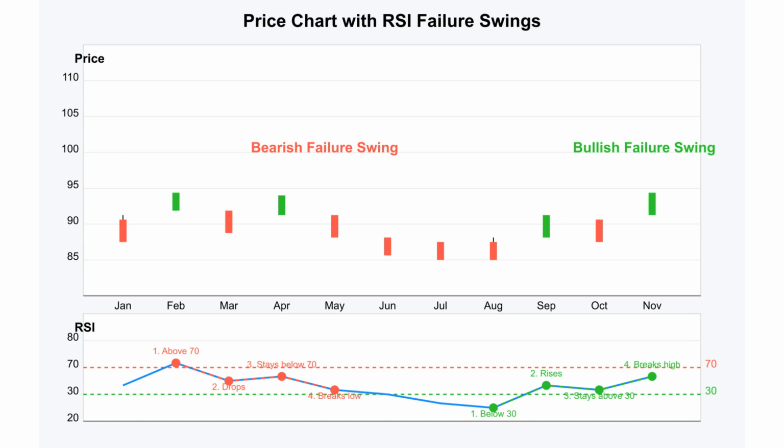Unlike simple overbought or oversold readings that can persist during strong trends, these patterns identify actual momentum transitions. Let's apply this in practice. Patience is essential. Wait for all four steps to complete.